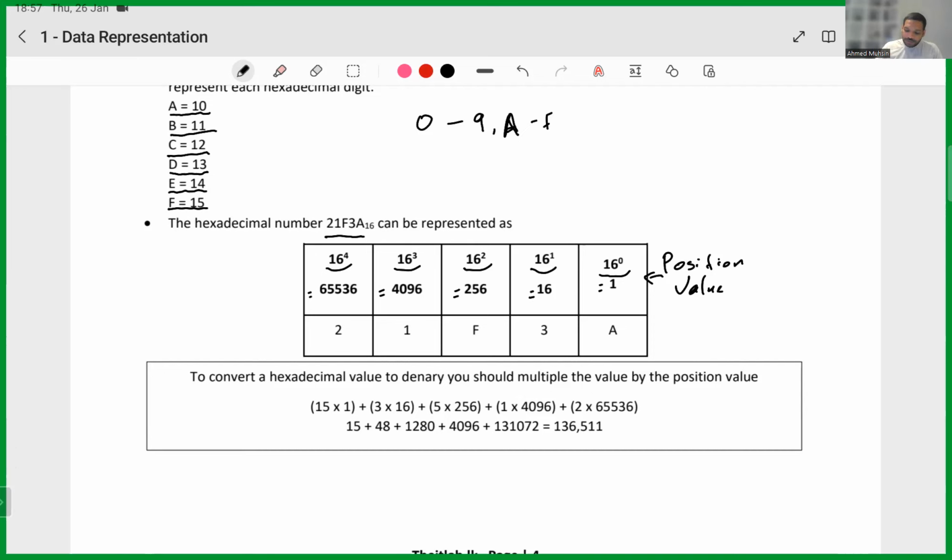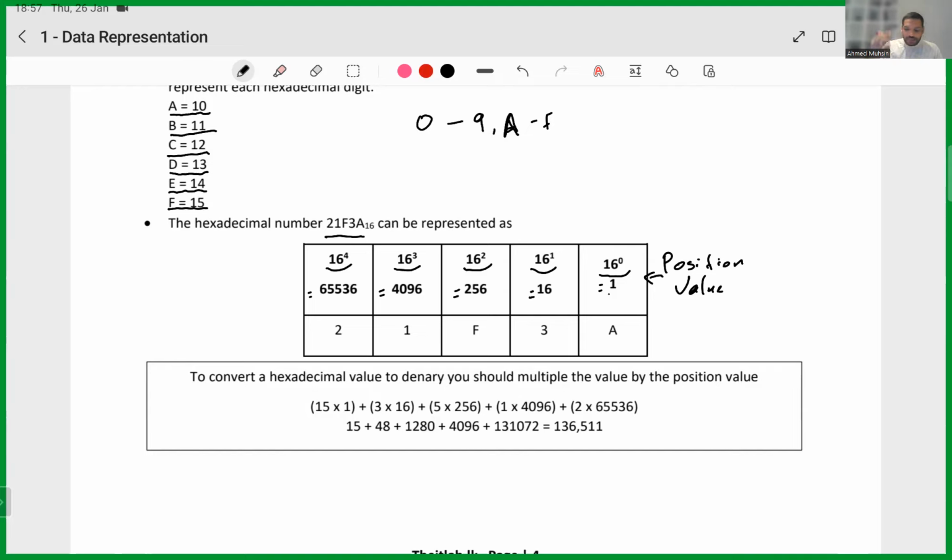If you look, these position values keep getting multiplied by 16. They are all increasing 16 times. So 1 became 16, 16 times 16 became 256, 256 times 16 became 4096, 4096 times 16 became 65,536. So each time it increases by 16.